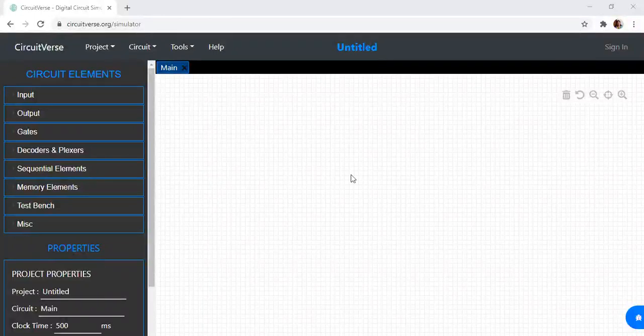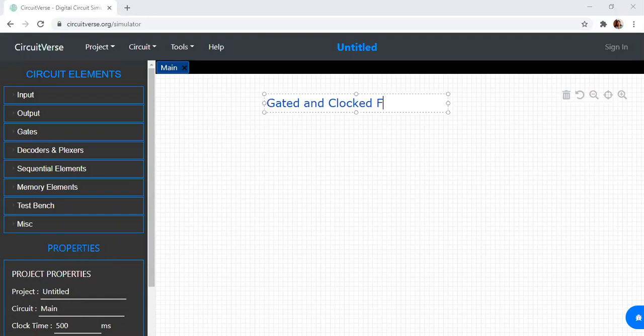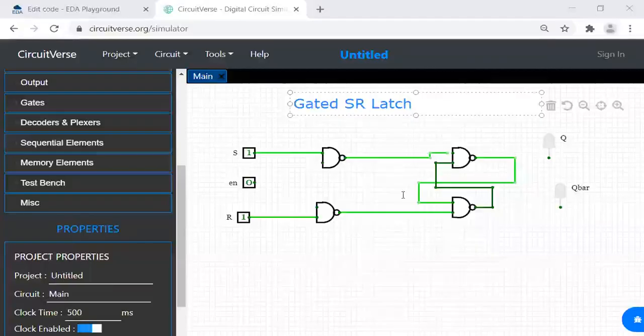In this session, we'll see about gated flip-flop, gated and clocked flip-flop. Now, if we have to make the output of the SR latch synchronous with respect to some input, then in that case, we'll design a gated SR latch.